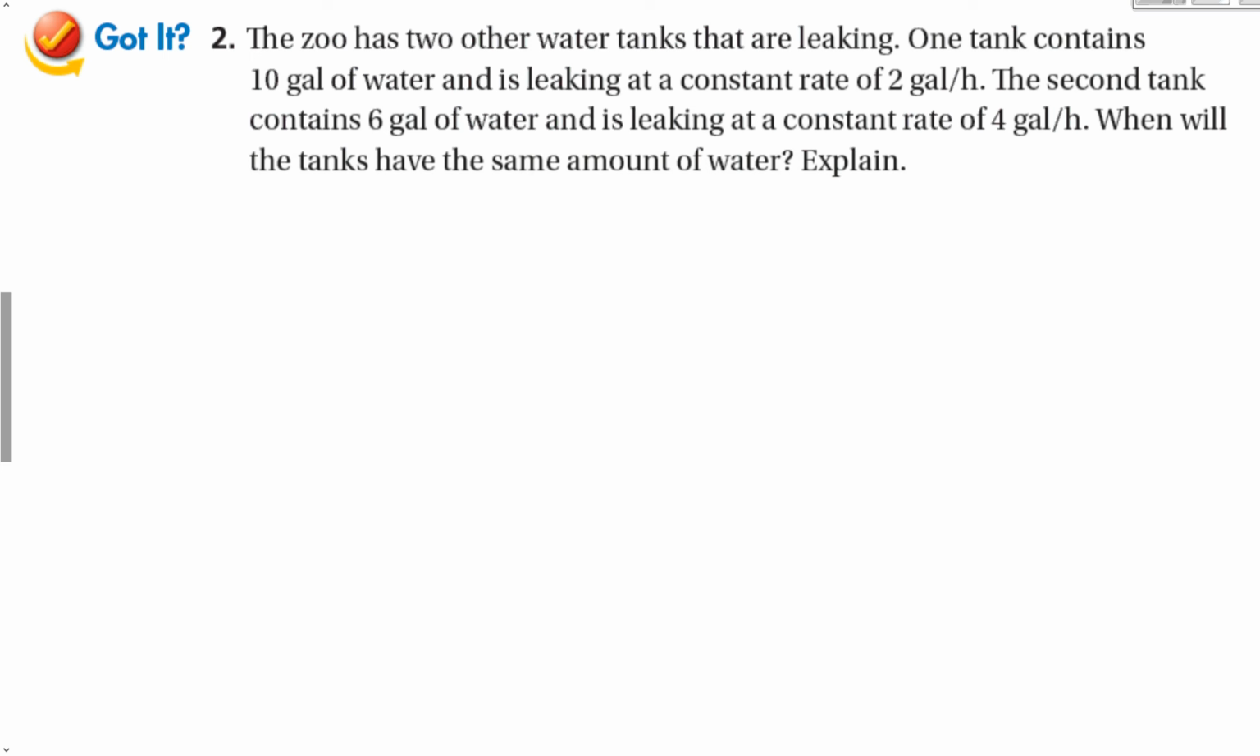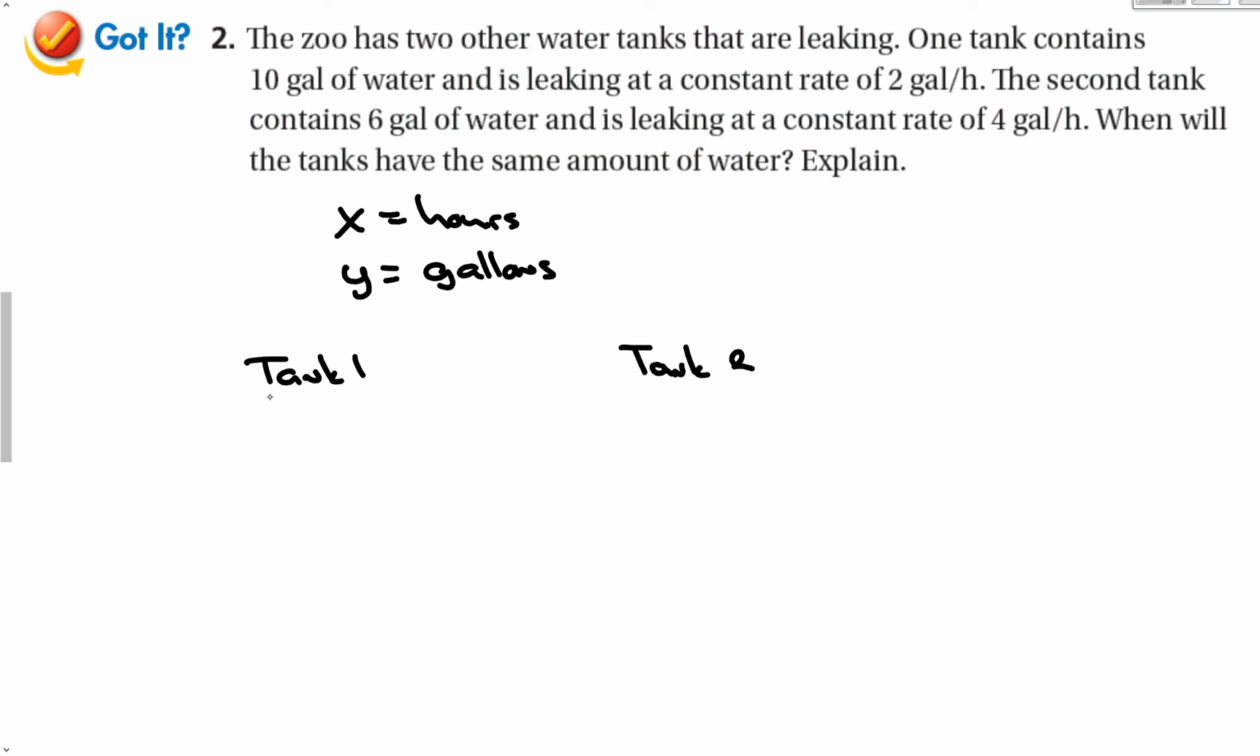Well, let's do it. So x is going to be equal to hours, and y is going to be equal to gallons. Okay, so let's break this down again with tank 1 and tank 2. Now, the number of gallons is going to be equal to 10 gallons of water, but instead of adding this, it's going to be losing 2 gallons an hour. So we're going to be subtracting it. And the same thing in this, y is going to be equal to 6 gallons minus 4 gallons an hour.